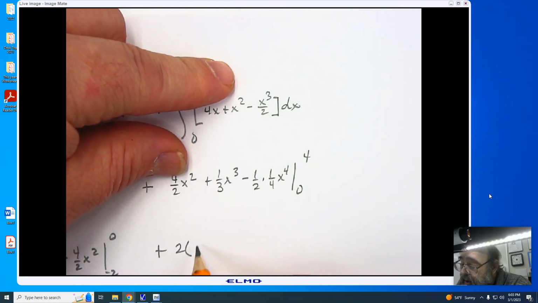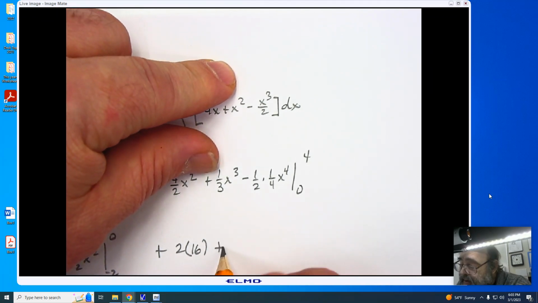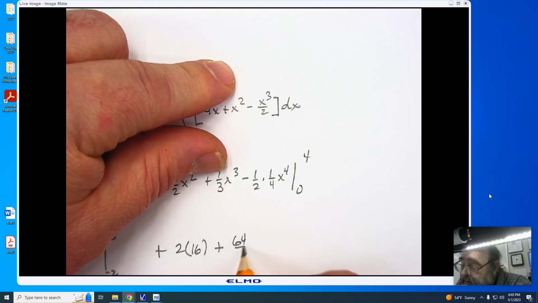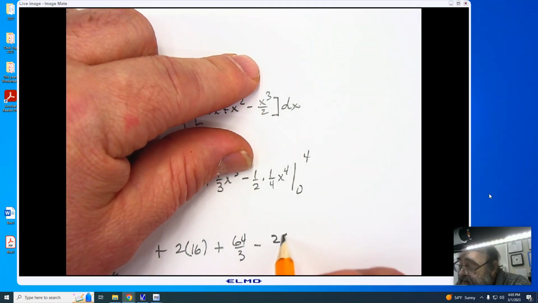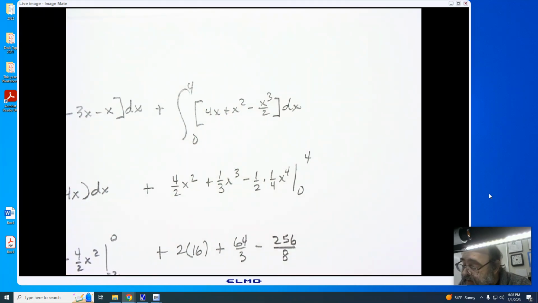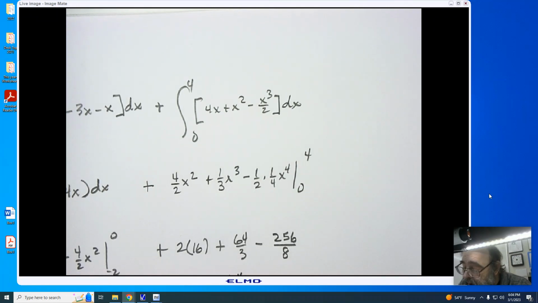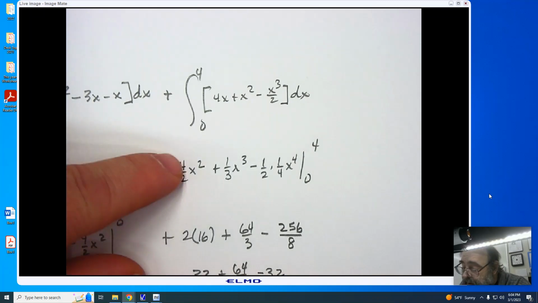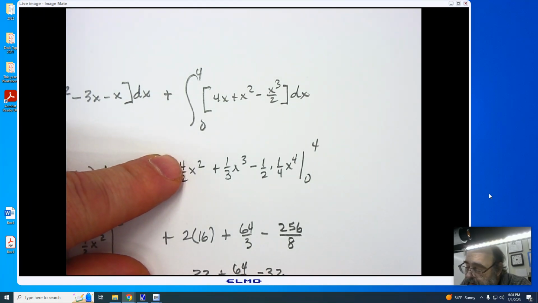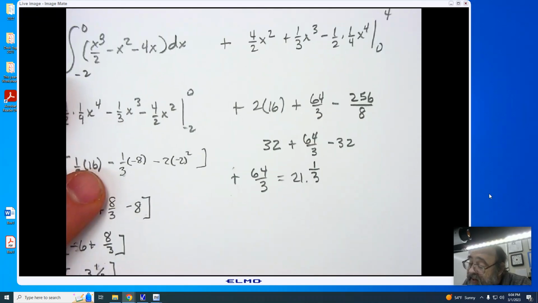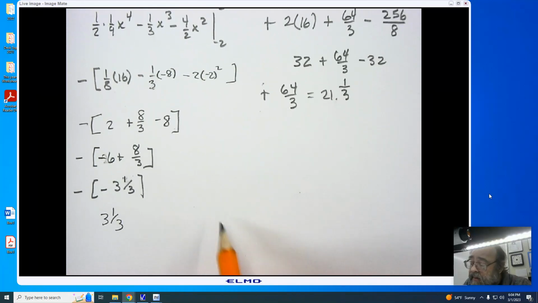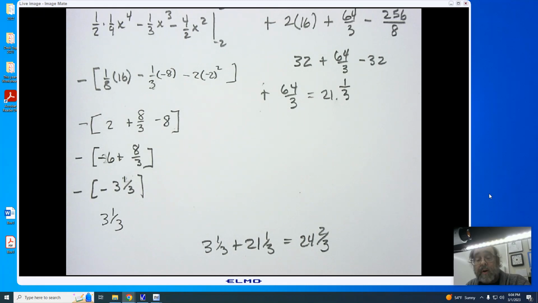We have 2 times 4 squared, which is 16, plus 64/3 minus 256 divided by 8. This is giving me 32 plus 64/3 minus 32 for a sum total of plus 64/3. And that's going to give me 21 and 1/3. That'll allow me to now add these together. And when I add the two values together, 3 and 1/3 plus 21 and 1/3 equals the 24 and 2/3, which we got as our answer before.